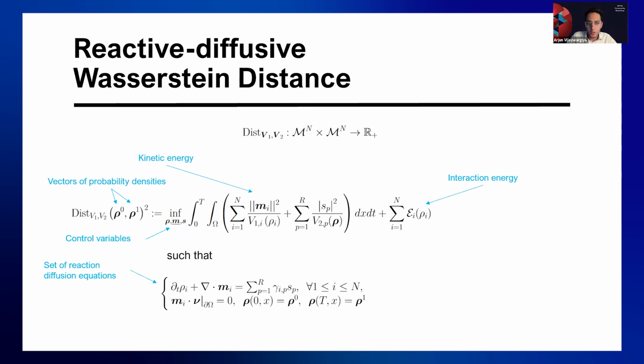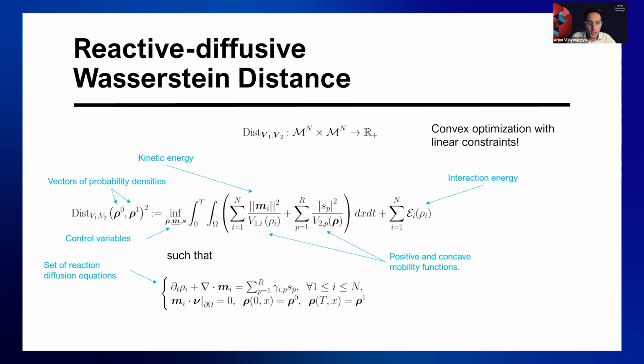And if the mobility functions V1 and V2 are positive and concave, then this is going to be a nice convex optimization problem with linear constraints. And I want to point out here that if V1 of rho_i is just rho_i and V2 of rho is 0, then we recover the classical Wasserstein distance formulation, right?